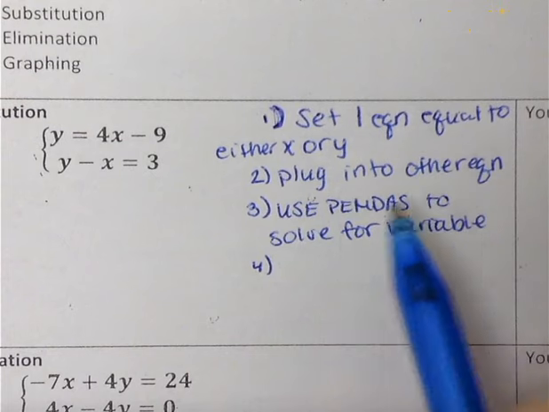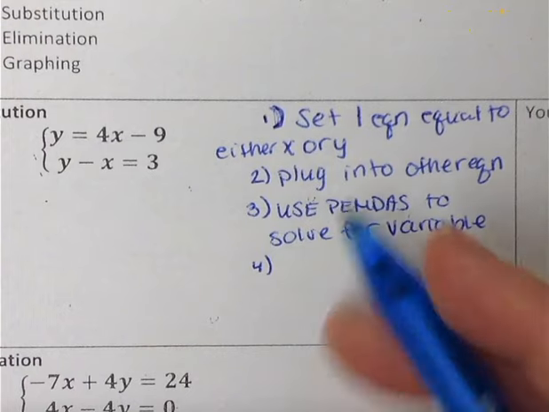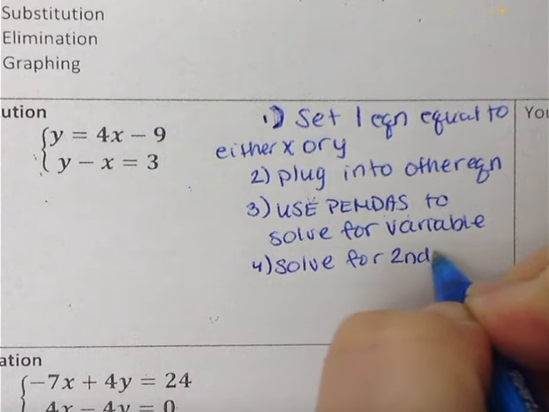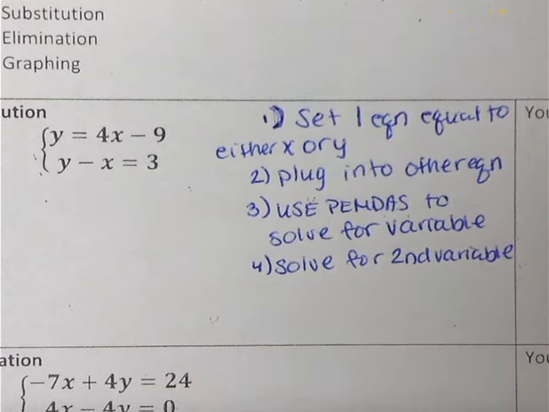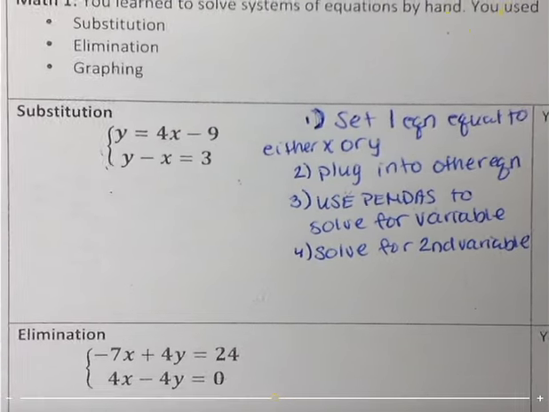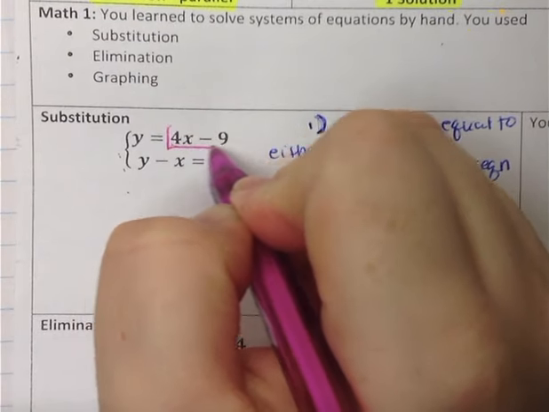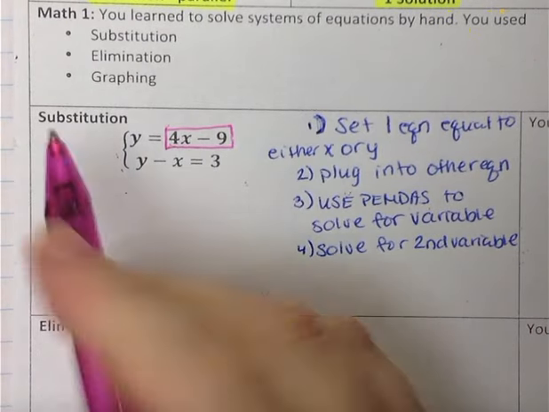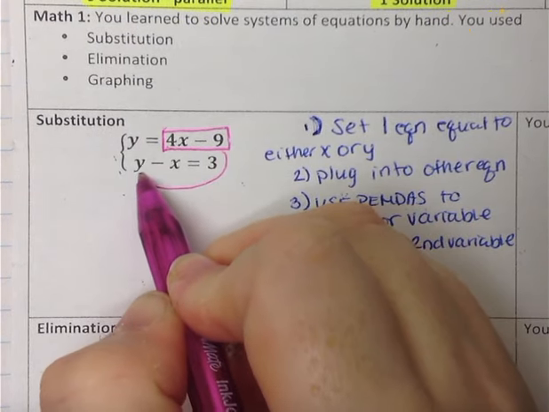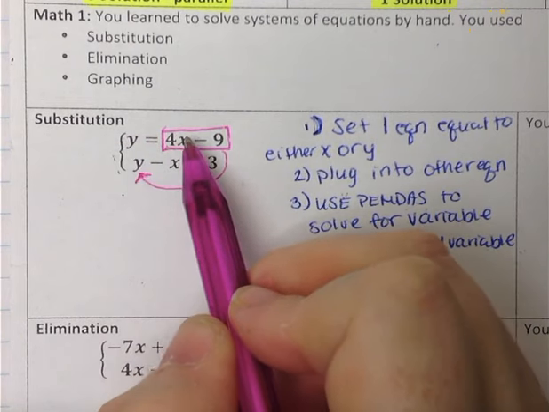So step four is once we have solved for this one variable, we can then solve for the other variable because we can plug it back in. So we're going to solve for the second variable. Again, that first step has already been done because our first equation is already set equal to y. So what we will do is take this entire expression, and because it's equal to y, we are going to substitute this expression in for this y into the second equation because the y is that 4x minus 9.